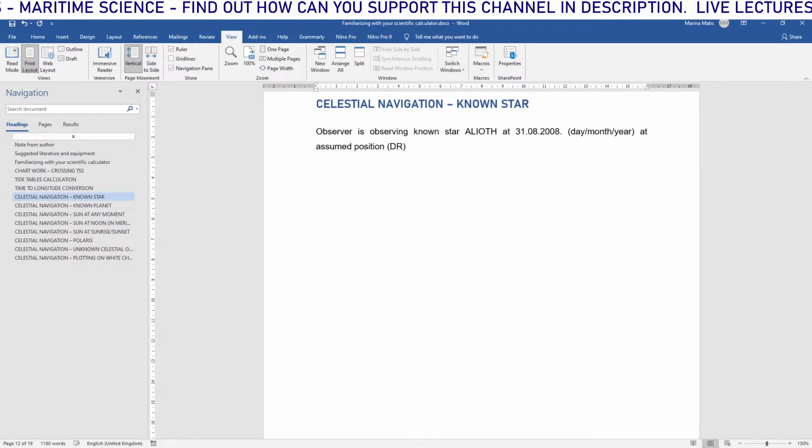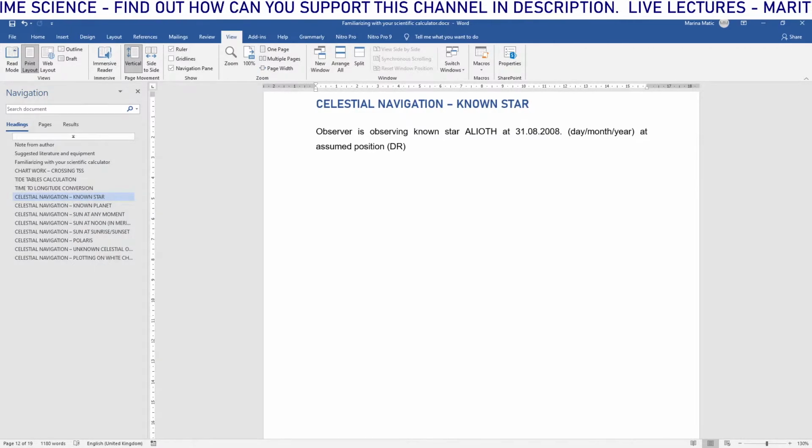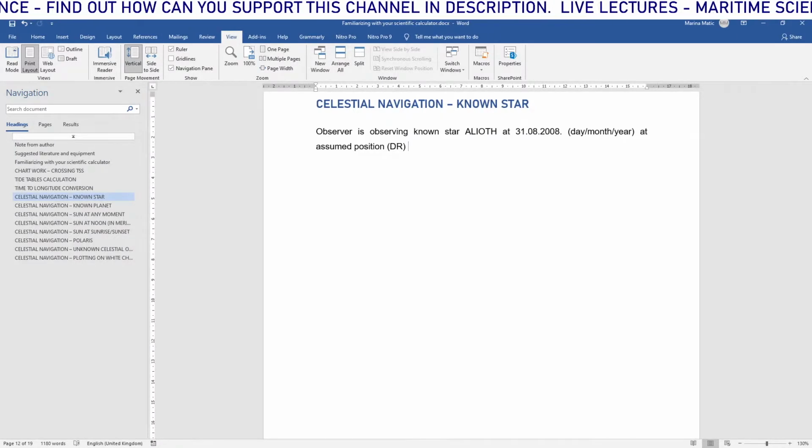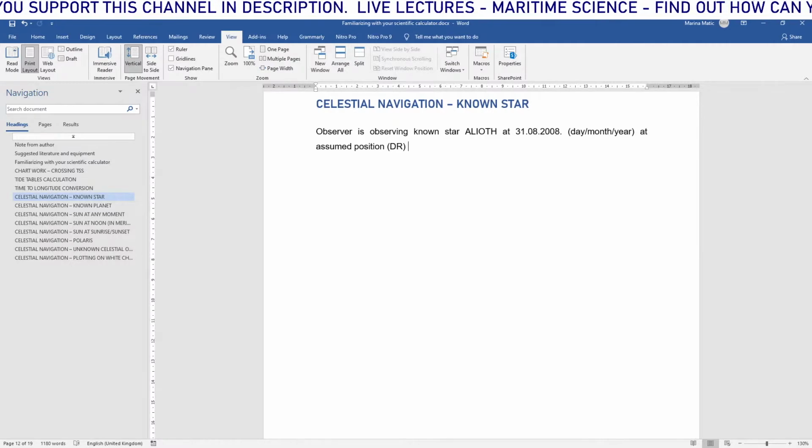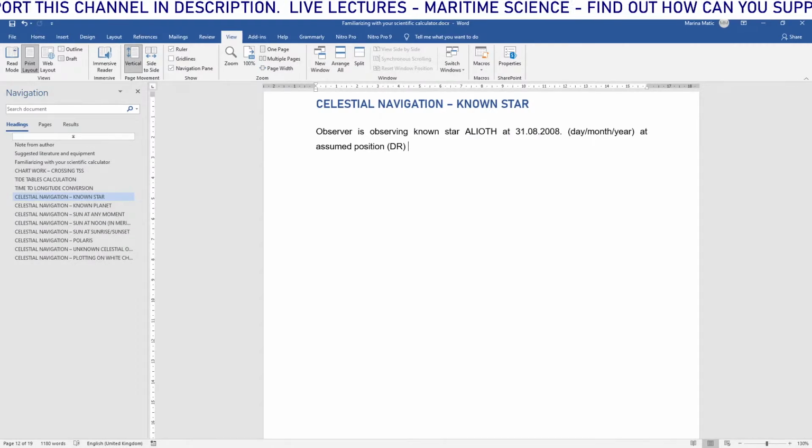DR position or assumed position is a position we obtain mathematically. That means we are traveling on a certain course for a certain amount of time with a certain speed, and the end result is our assumed position. That could be our true position in case there is no current, no wind, no drift, nothing influencing us except our engines and our propeller and rudder. But if there is any kind of influence, this assumed position is not going to be our true position because of the wind and drift and everything. The end goal of any navigation, celestial or terrestrial, is to obtain our true position, our real position.